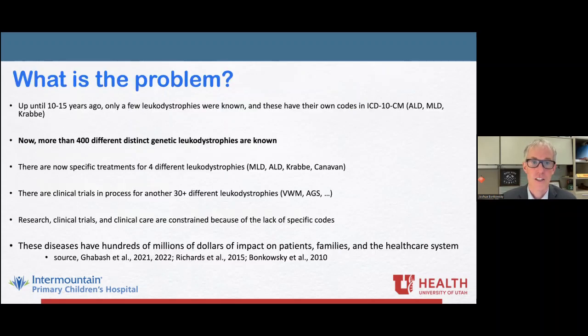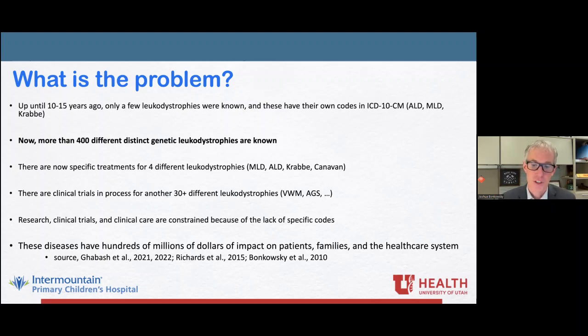So the problem is that until about 10 or 15 years ago, as we were mentioning, we only knew about a few leukodystrophies, and those ones had their own ICD-10 code. There are about 6 codes for leukodystrophies at the time. But now, as we were mentioning, there's more than 400 different leukodystrophies, each of them very unique. We actually have treatments that are available for different leukodystrophies, so it's important to have codes for those. There are clinical trials in process for other leukodystrophies. And really, research and clinical trials are driven in part by our understanding of data. And so these are real impacts on families, on you guys, and it's hundreds of millions of dollars of impact each year for people with leukodystrophies.